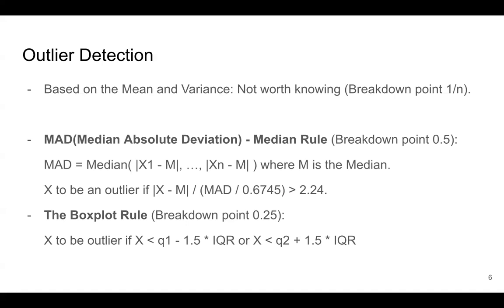The second method is the MAD median rule. The MAD median rule uses the median, and the median has a breakdown point of 0.5. So the MAD median rule has a breakdown point of 0.5. And the box plot rule uses the IQR. The IQR has a breakdown point of 0.25. So the box plot rule also has a breakdown point of 0.25.